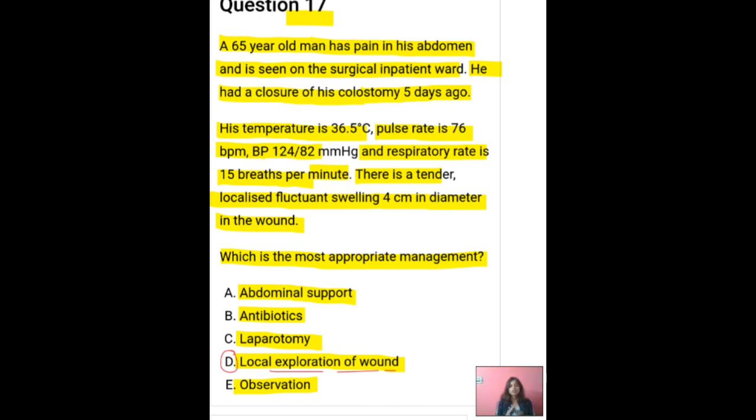The patient is not septic and has no indications of an acute abdomen suggesting an intra-abdominal cause, like we have seen in the paragraph that is given, and thus requiring laparotomy. So we can say abdominal support is not a treatment for abscess.